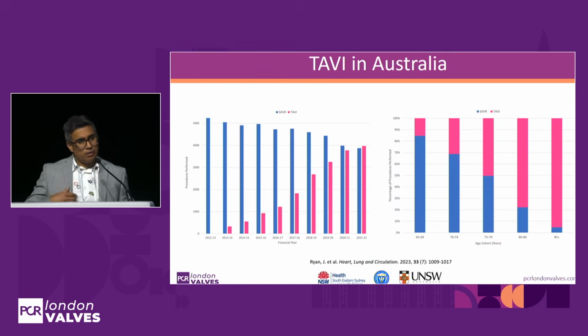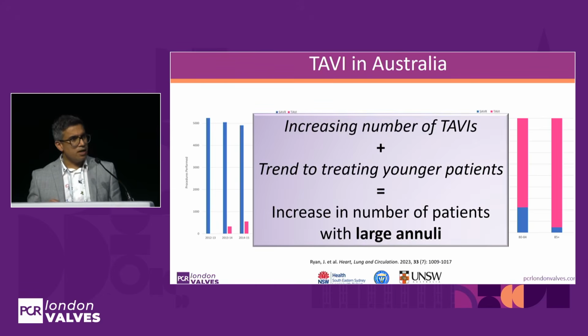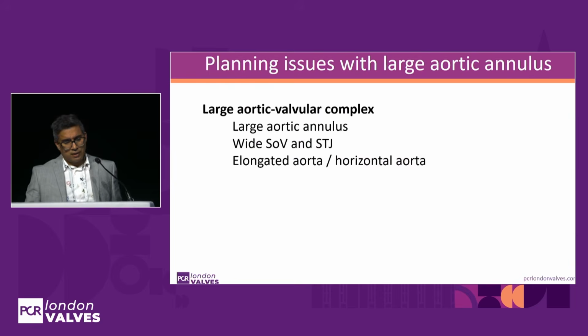So TAVI in Australia, we're a little bit behind what happens in Europe and America, in that we've been a bit slower to uptake and transition into TAVI, but TAVI volumes are increasing exponentially, and we're moving into younger and younger patients. And what that means is that when we increase our numbers and look at younger patients, we know that in our Australian population, around 15 to 20% of TAVI cases have large annuli. That is an annulus greater than 630 millimetres squared, or a perimeter greater than 85 millimetres. And so we're treating more and more of these patients.